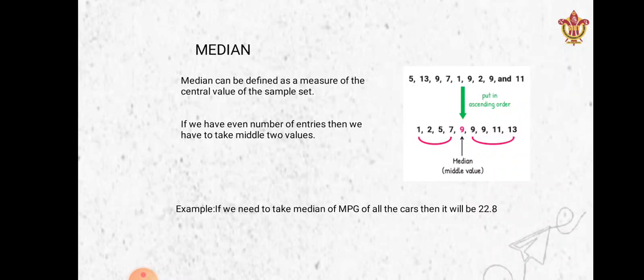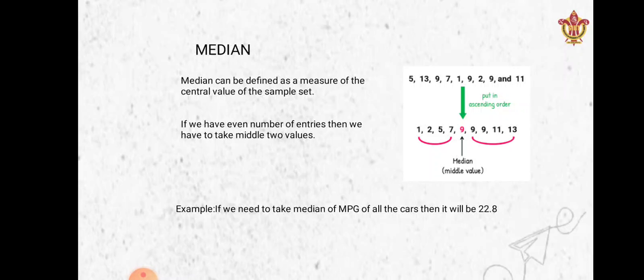But in case we cannot divide it easily into equal parts, what do we have to do? If I am getting 2 values as the center of the list, that is, if we have an even number of entries, then we have to take the 2 middle values, right? So if we need to take 2 middle values, what will we do? We will take the average of the 2 values.